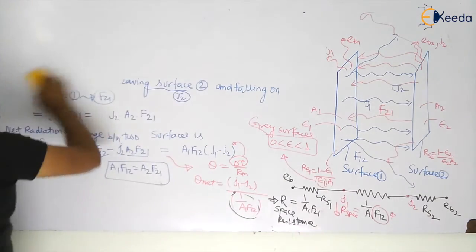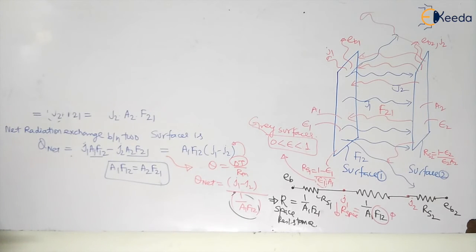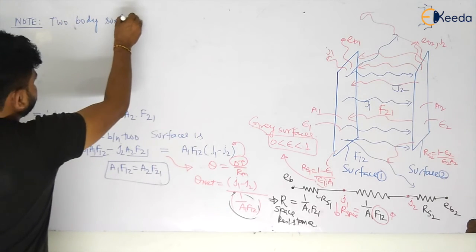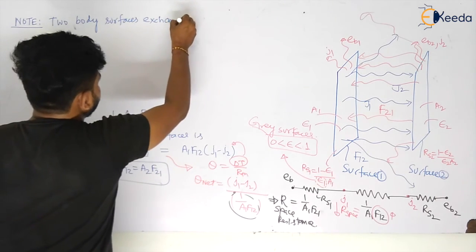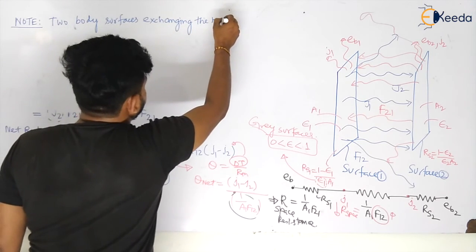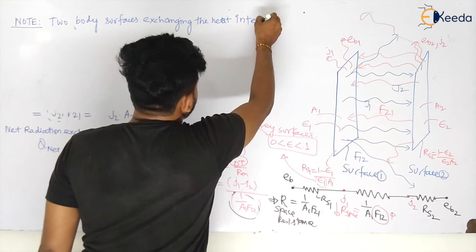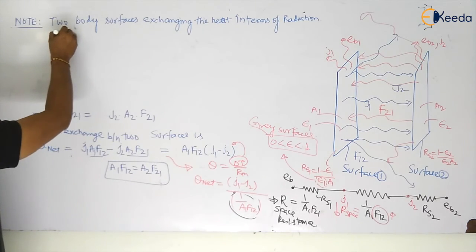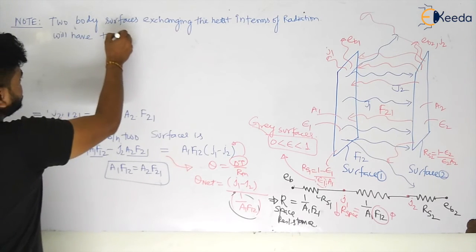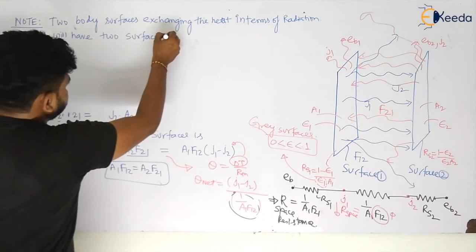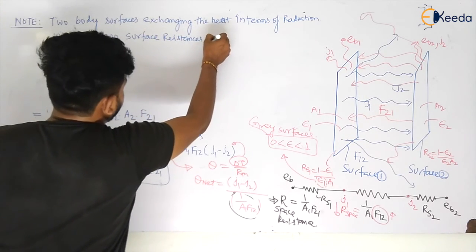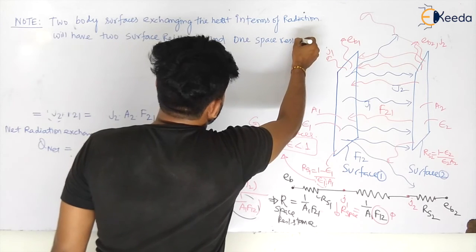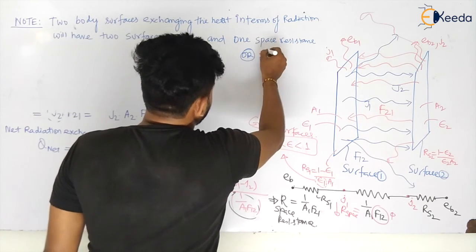So we can conclude now that two body surfaces exchanging heat in terms of radiation will have two surface resistances and one space resistance, or we also call this term the shape resistance.